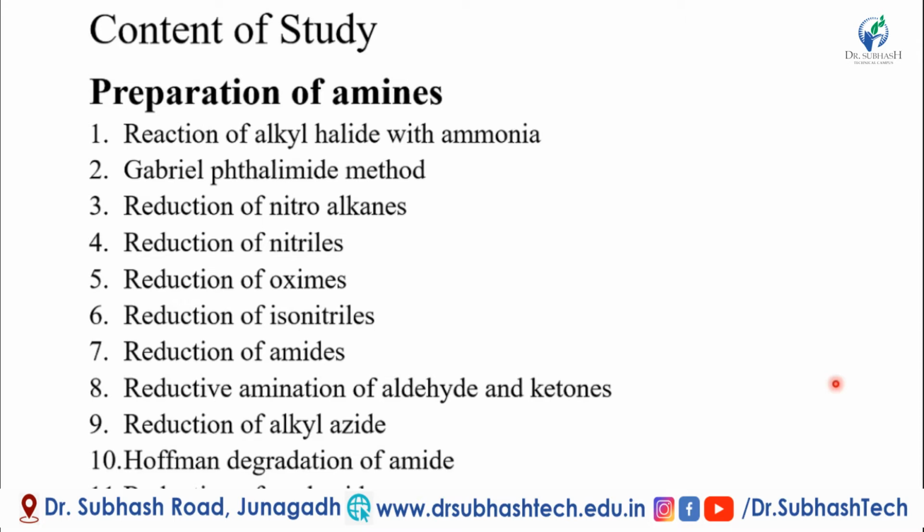Okay, so here there are 11 types of method. First is the reaction of the alkyl halide with ammonia. Second is the Gabriel phthalimide method. Third is the reduction of the nitroalkane. Fourth is the reduction of the nitrile. Fifth is the reduction of the oxime, and sixth is the reduction of the isonitrile. Seventh is the reduction of the amides. Eighth is the reductive amination of the aldehydes and ketones, and ninth is the reduction of alkyl azide. Tenth is the Hofmann degradation of the amide. Eleventh is the reduction of the acyl azide.